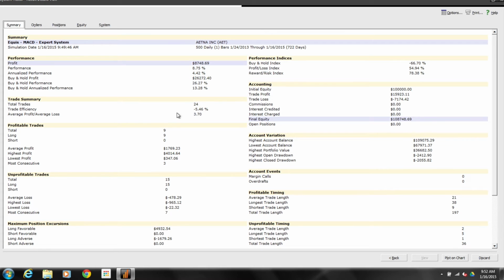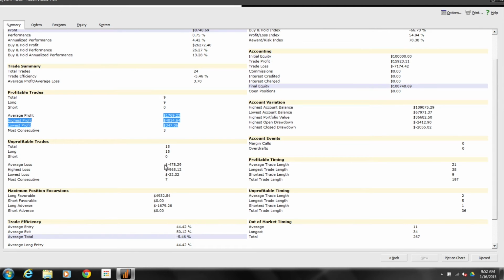So trade summary, we had total 24 trades, trade efficiency. Then down here we have our average profit, so about $1,800, highest profit 4,347, lowest. So we can do a comparison here against our unprofitable trades. So average loss is 478, highest loss 965, lowest 22.